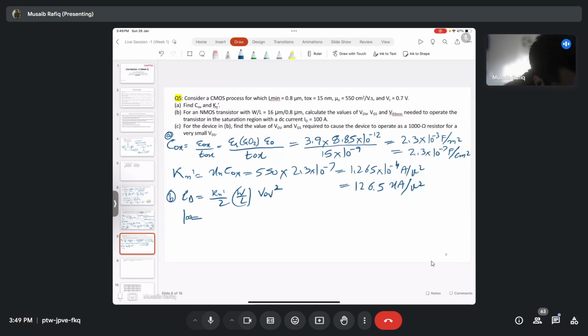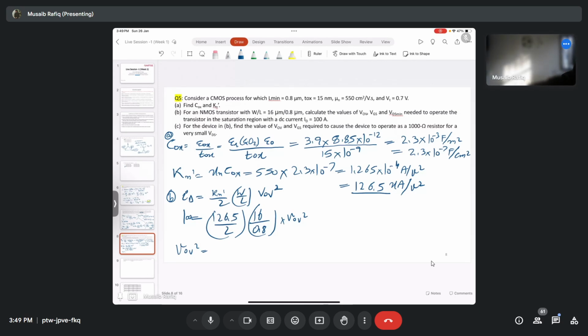100. It is going to be 100, and Kn bar we found out is 126.5 divided by 2. W by L is 16 by 0.8, and then V overdrive square. If you do the math, V overdrive square comes out to be 0.07905. Can anyone confirm? Is this correct?